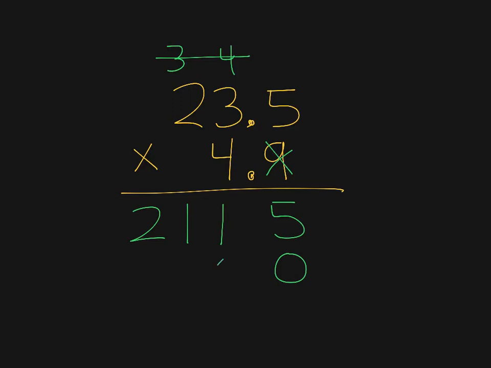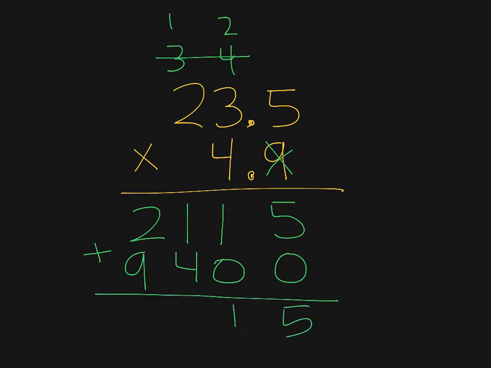And then going to continue to the 4. 4 times 5 makes 20, carry the 2. 4 times 3 is 12, add 2 makes 14, carry the 1. 4 times 2 is 8, add 1 is 9. These are called our partial products. Add these together. 5 plus 0 is 5. 1 plus 0 is 1. 1 plus 4 is 5. And 9 plus 2 makes 11.